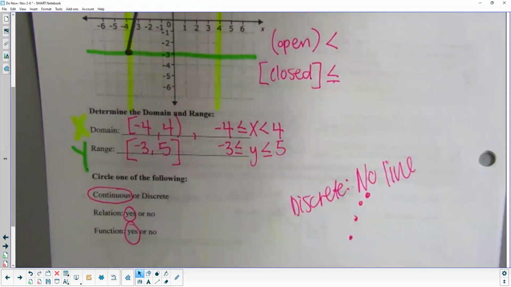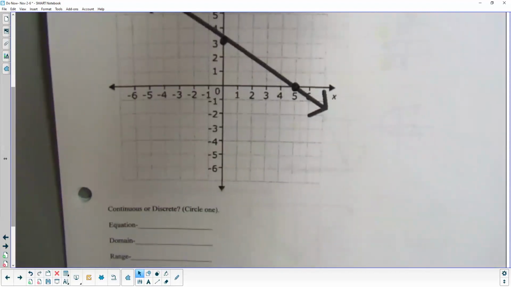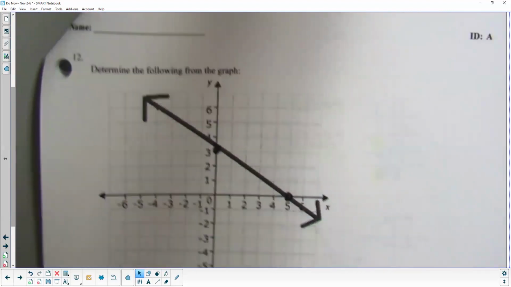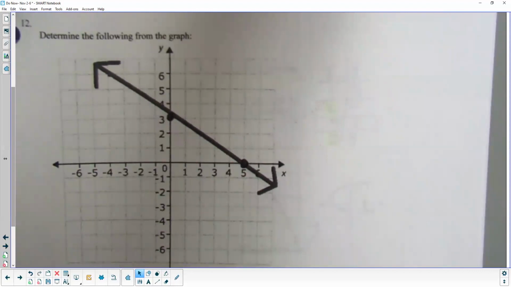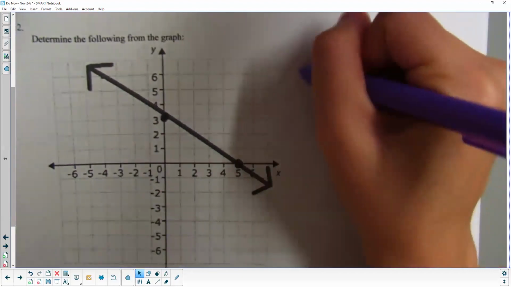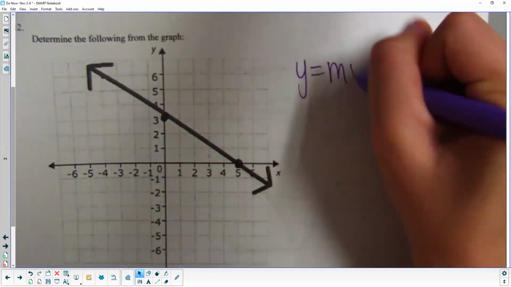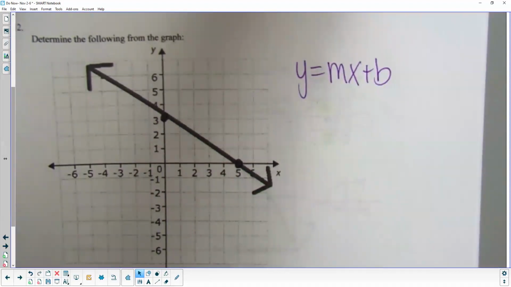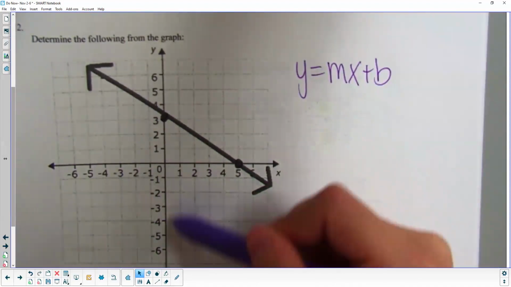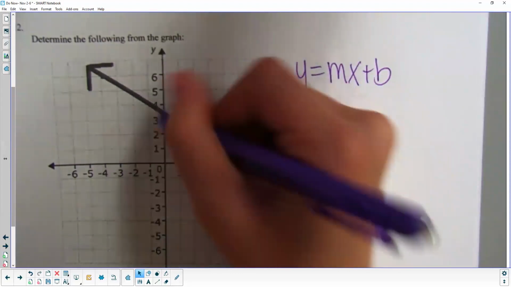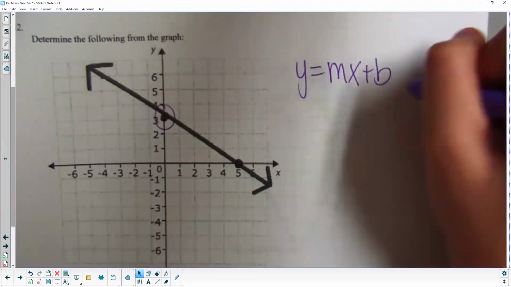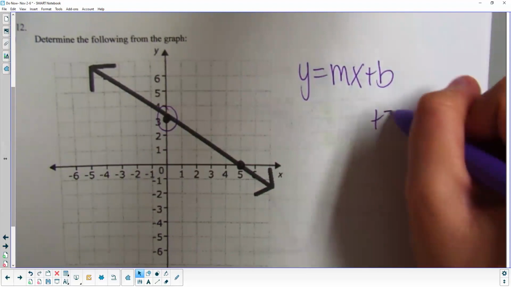Which leads us into our last thing. We've got to look at this line and create an equation. Now, when we're talking about equations, we need slope-intercept form: y equals mx plus b. Where does this graph cross the y-axis? Right here at 3. So my y-intercept is going to be plus 3.